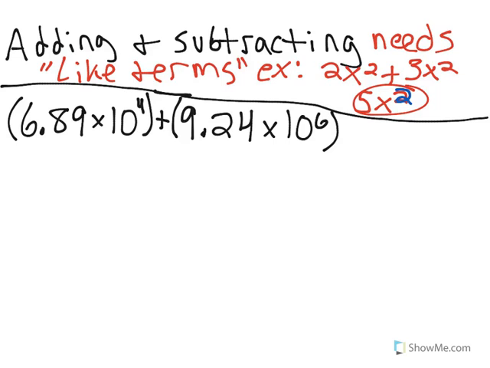We need like terms. But you'll notice, remember, the like terms is kind of like this portion right here. This could be thought of as x to the 4th power, but it's times 10 to the 4th power. This is times 10 to the 6th power. Well, those are not currently like terms. But the good news is, because it's scientific notation, we can kind of fake it and make them look like they're like terms.